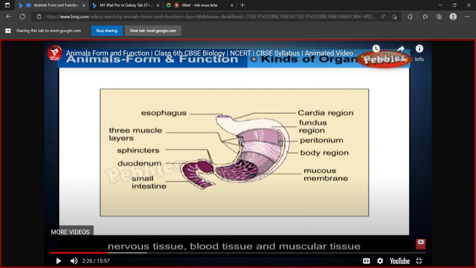And then this stomach ends into the small intestine. So where does the food go from the stomach? It will go to the small intestine, then to the large intestine, then to the rectum, and then it will be excreted out through the anus. So this is how this whole digestive system works. Are we clear about this? Yeah. Okay.